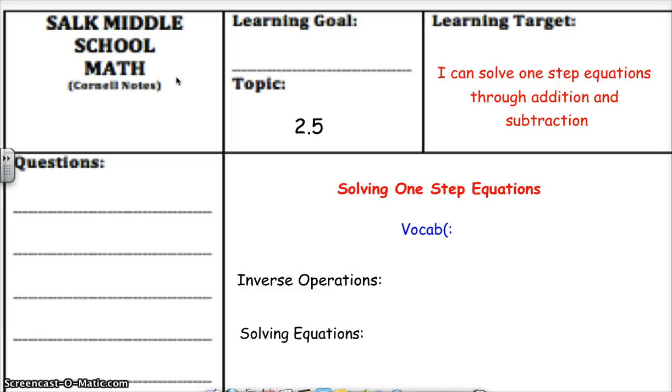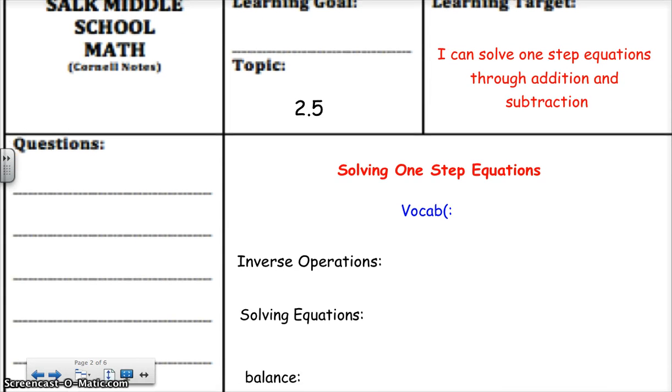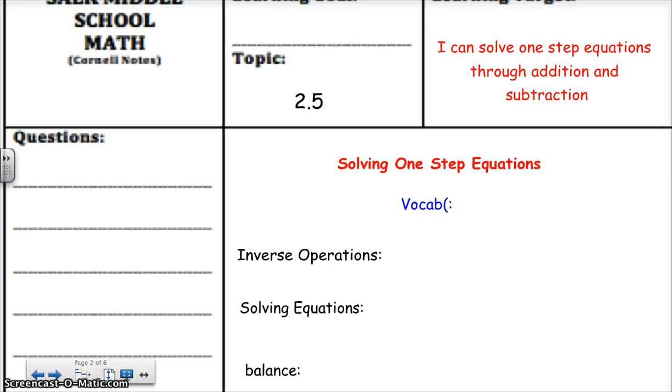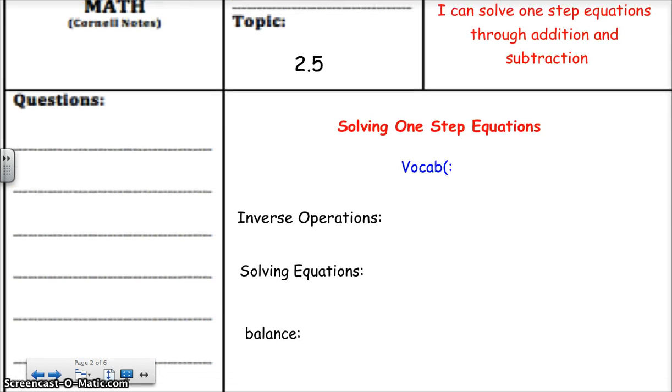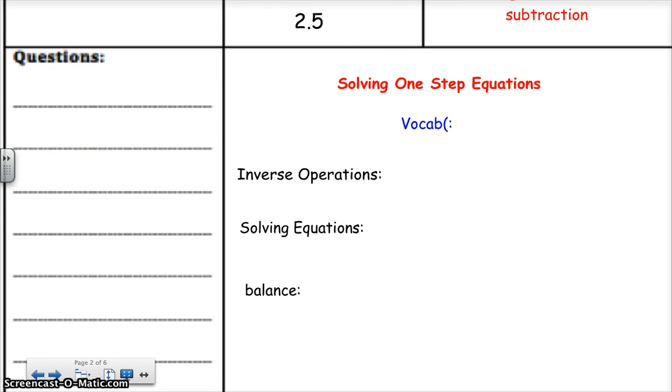We are moving on to 2.5, learning target. You can solve one-step equations through addition and subtraction, all involving integers. So, the main idea in these next two lessons is solving equations. When you say solve, you need to know that solving is getting a variable by itself. Solving means figuring it out, finding an unknown.